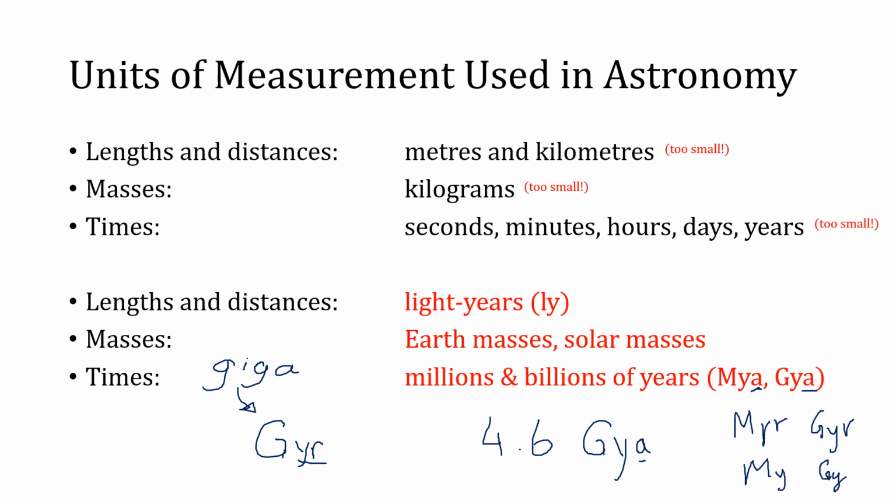So some variations that you might see, but the point is that timescales are measured in millions of years and billions of years a lot of the time when we're talking about things on the scale of galaxies. If we're talking about things within galaxies, then maybe we can get by with years, but definitely outside galaxies, millions and billions of years are all that we can really use for timescales.